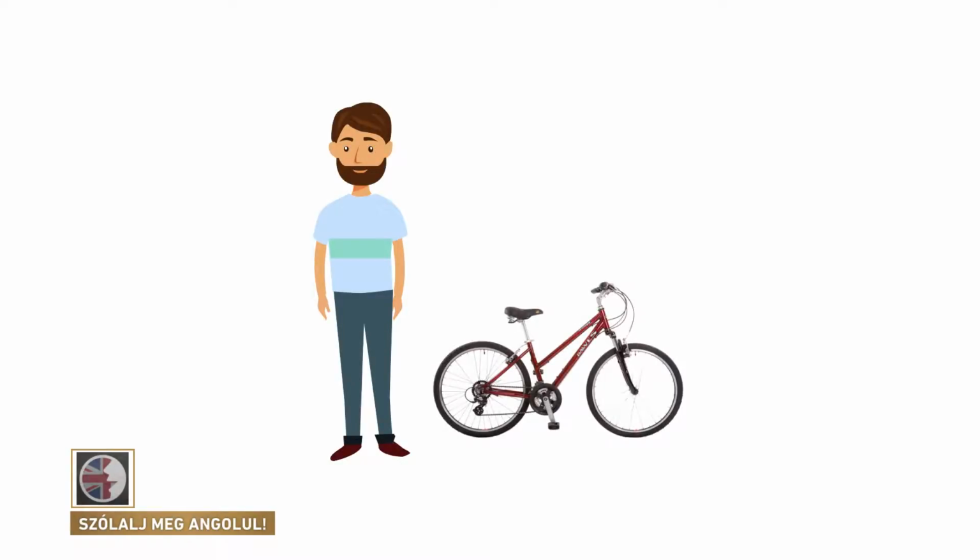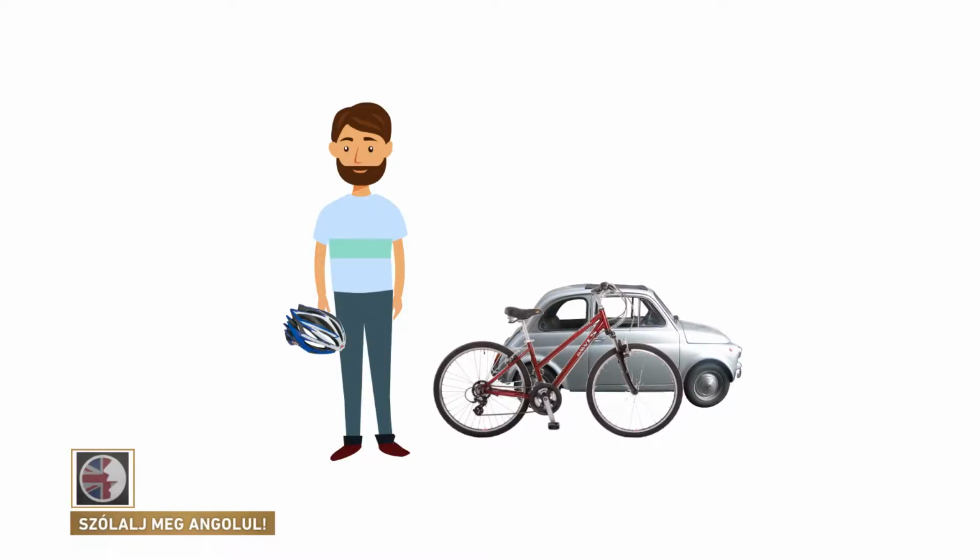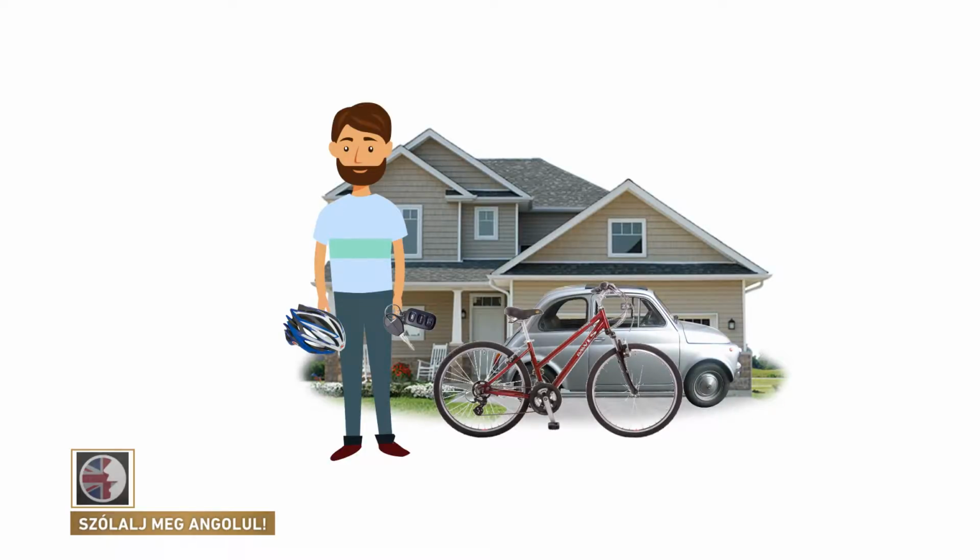Let's try that again. This is his bike. That is his bike helmet. This is his car. This is his car key. That is his house. That is his house key. These things are his.